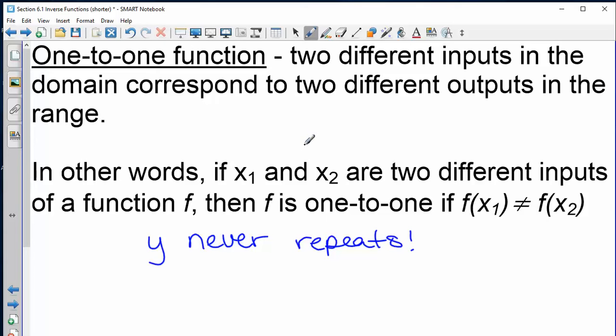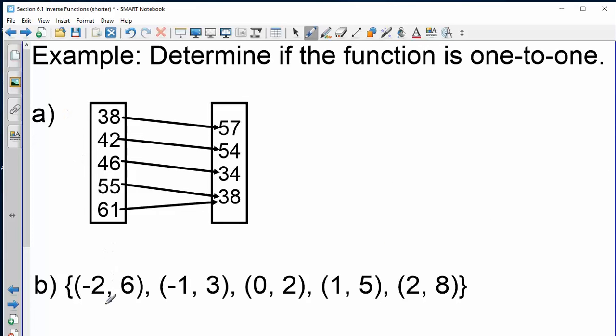So we're just going to look at some different ways that functions might be represented and decide if they're one-to-one. We'll start off simple. If we look at just a mapping, would this mapping be one-to-one? No, because the 61 and the 55 repeat with the same 30. So this is not one-to-one. I usually just write 1-1 for one-to-one. The reason being is that 38 repeats.